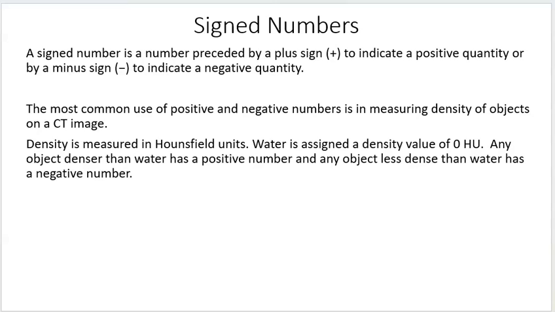Water has a density of 0 HU, or 0 Hounsfield units. Any object that is denser than water has a positive number, like bone. Bone is denser than water, so it will have a positive density value. An object that is less dense than water has a negative number. For example, air. If you're doing a CT of the lungs, they are full of air. If you put your cursor over and measure the density in the lungs, you'll get a negative number because air is less dense than water. So that's the most common and most likely place you see positive and negative numbers in the radiology workspace.